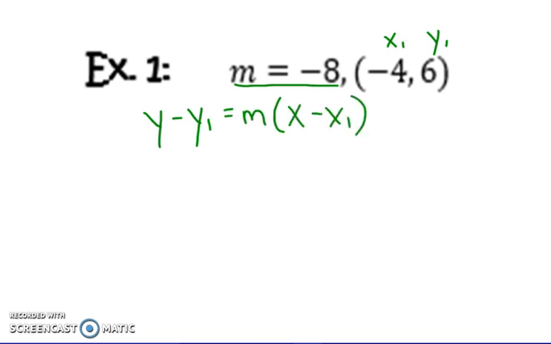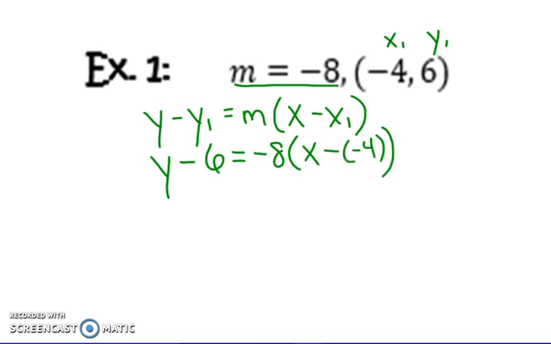So now I'm just going to substitute my numbers in. Y doesn't have a subscript, so I'm going to keep that in, minus my y1 is 6. That equals m, which is -8. X doesn't have a subscript, so it stays, minus, and in this case, -4. Now, we know from class that a negative and a negative make a positive, so I'm going to make this x plus 4.